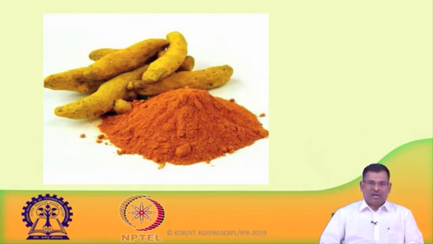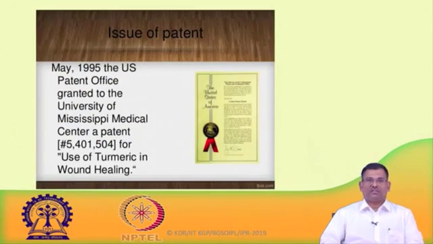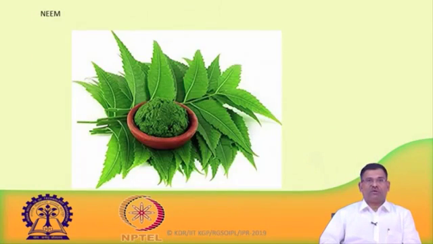And the second case is on haldi. Everybody knows the medicinal qualities of haldi, especially its wound healing qualities. And in 1995, the US Patent Office granted a patent for the use of turmeric in wound healing. So, again we saw this Indian traditional knowledge has been stolen by these US companies. Then again India had to fight this case in the US courts, and finally, this patent also was revoked.